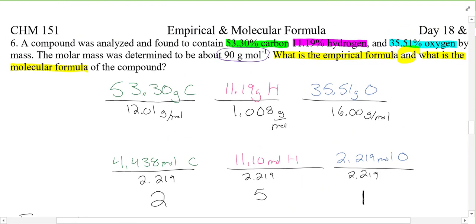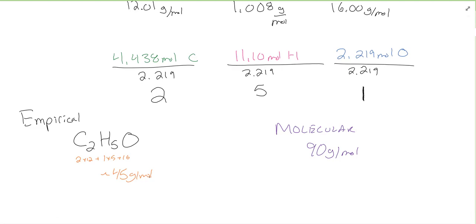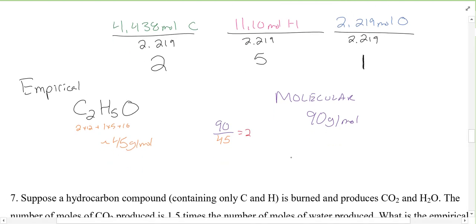Now all we know about the molecular formula is that it approximately weighs 90 grams per mole. My empirical formula, well, I have carbon, which is 12, so 2 times 12 plus 1 times 5 plus 16. Well, 2 times 12 is 24, plus 5 is 29, plus 16 would be about 45 grams per mole, right? And so 90 divided by 45 is 2. So we double the empirical formula. That means it would be C4H10O2.